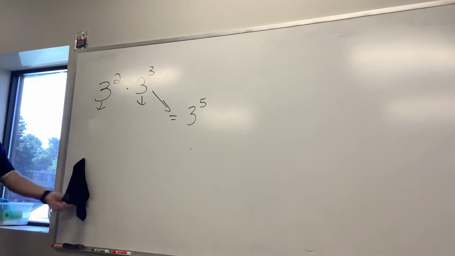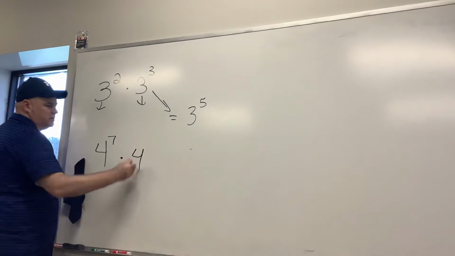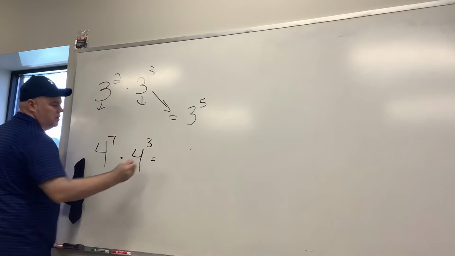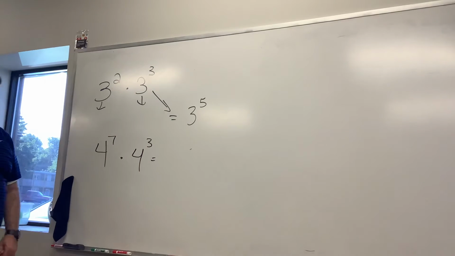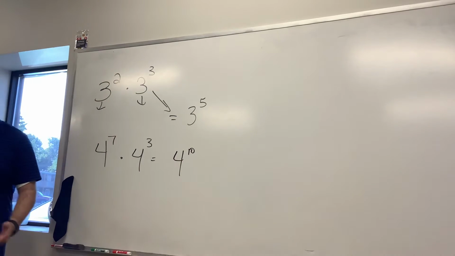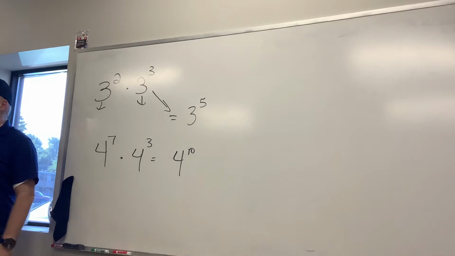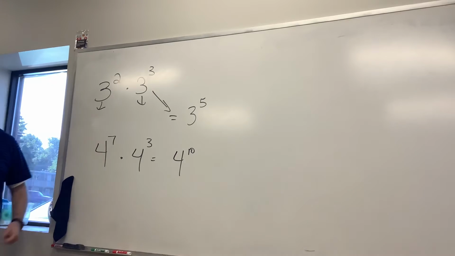Let's try another one. Okay. 4 to the 7th times 4 to the 3rd. What do you think that is? 4 to the 10th power. Pretty easy, right? 4 to the 10th, yes. Now, it is easy right now because you know to add. What gets hard is when you get further into the test and you have to remember that rule. Like, do I add them? So write in your notes, when you're multiplying numbers with exponents, you add the exponents. This is called product of powers.